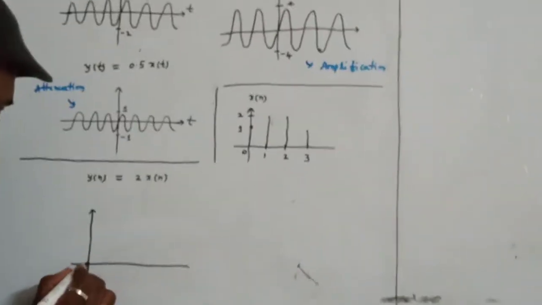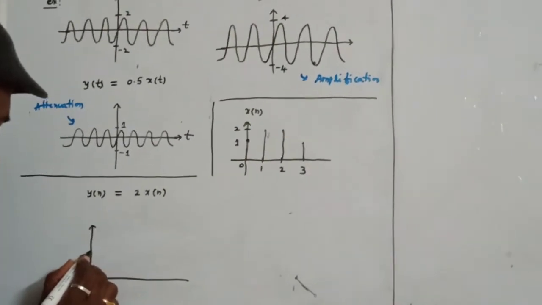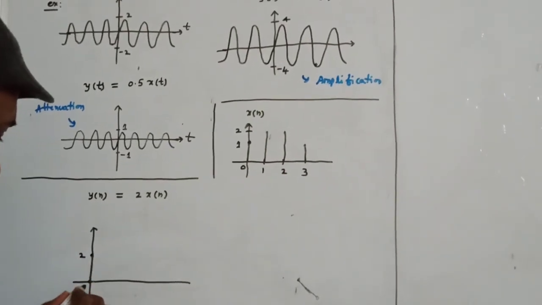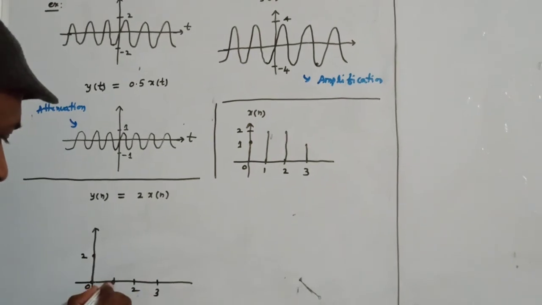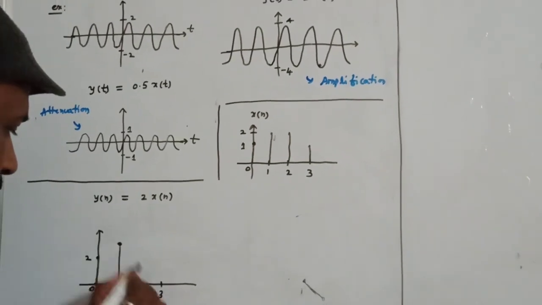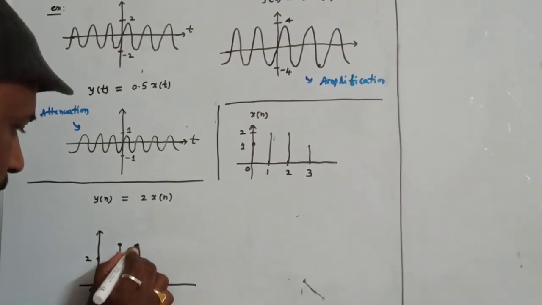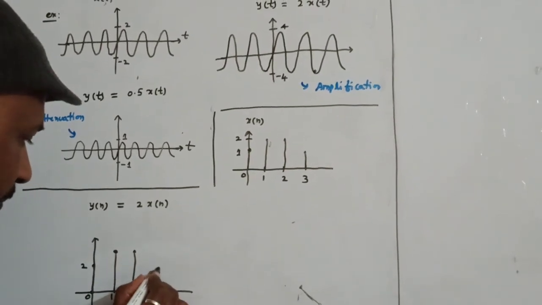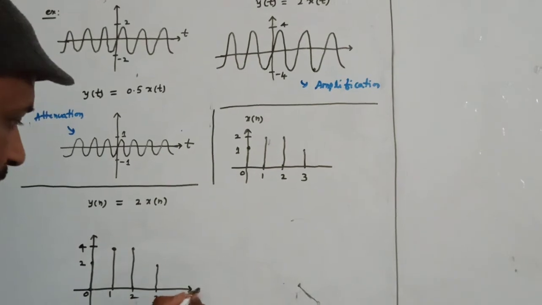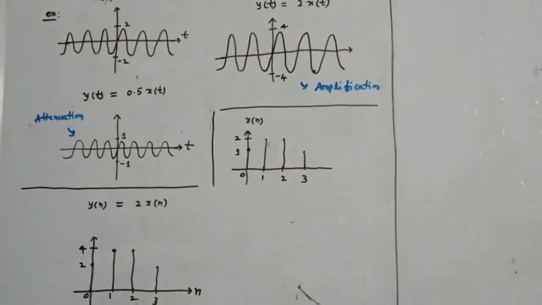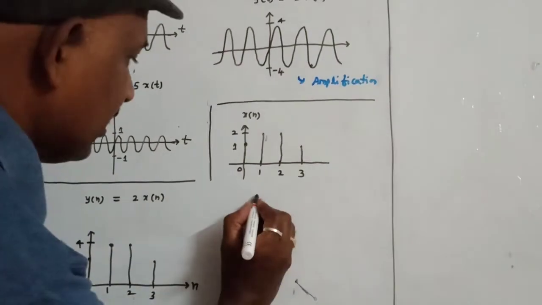At 0 the amplitude of the signal is 1. Now it is multiplied by 2, it will become 2. At 1 the amplitude is 2, multiplied by 2, the amplitude is now 4. Same at 2, and at 3, the amplitude will become 2. Therefore this amplitude is 4. So this is your y of n is equal to 2 into x of n. So let us draw another case.